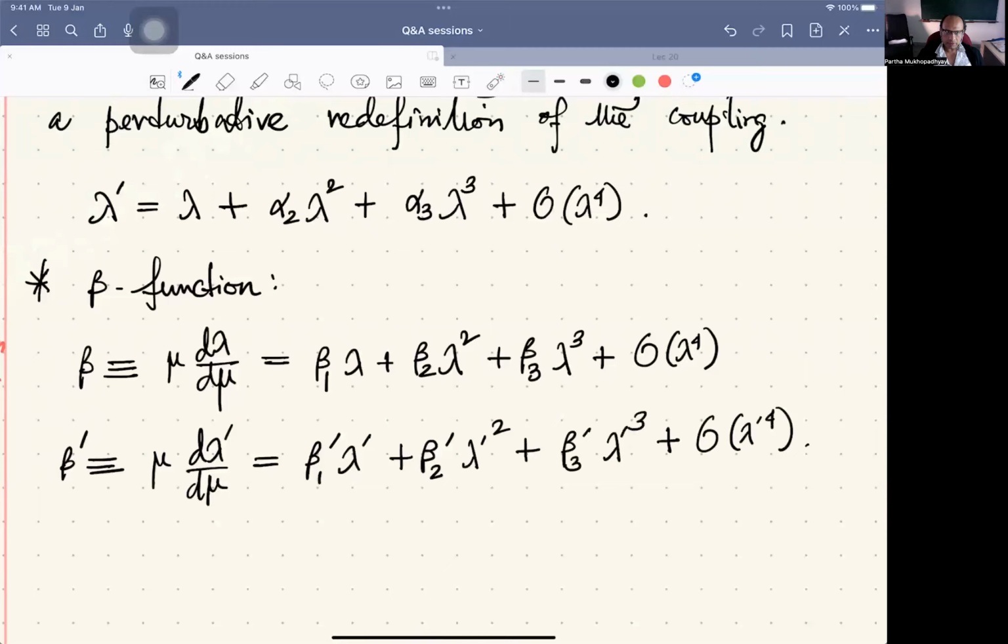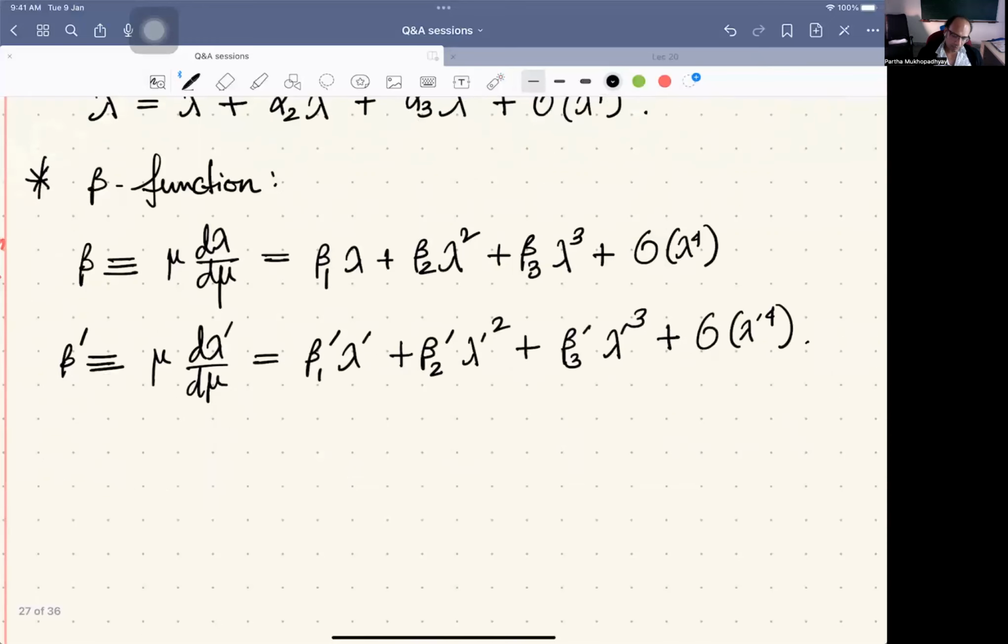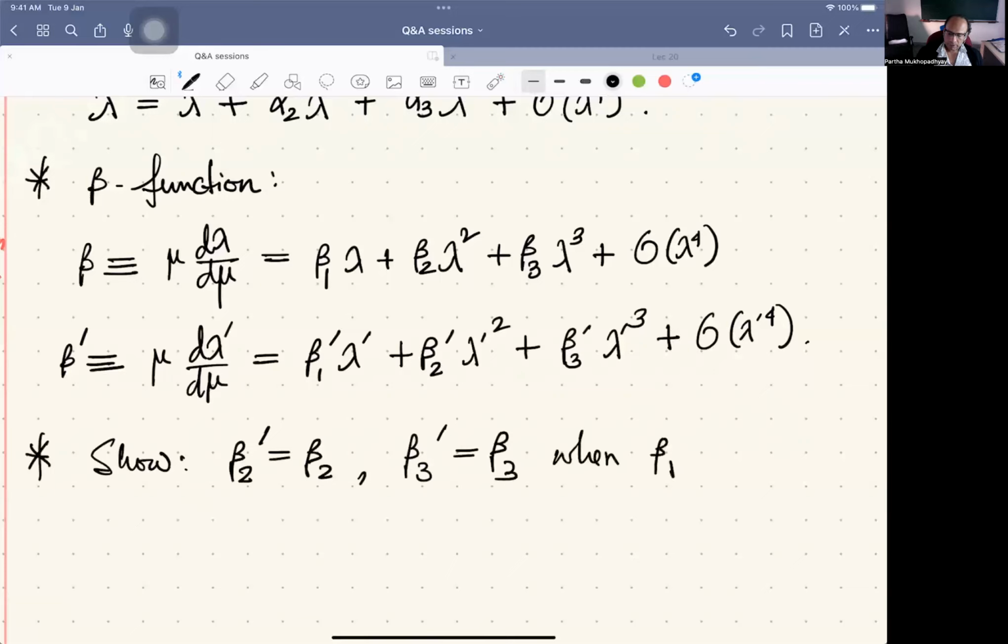Okay, so we have two sets of coefficients, beta i's and beta i primes. The question that we are trying to answer is how far the coefficients are not changing, how far the coefficients are invariant under this change. So what I will show here is that beta 2 prime is equal to beta 2 and beta 3 prime is equal to beta 3 when beta 1 prime is equal to beta 1 is equal to 0. However, beta n prime is not equal to beta n for n greater than or equal to 4.